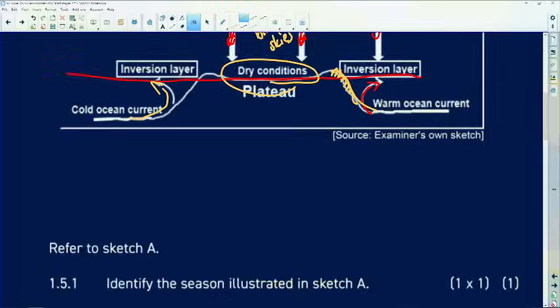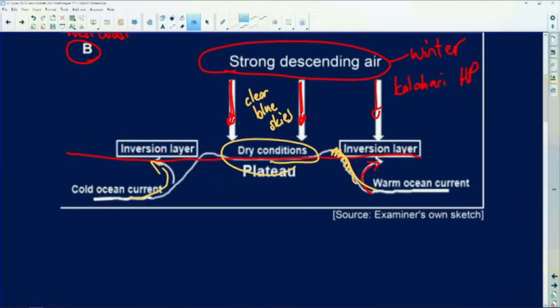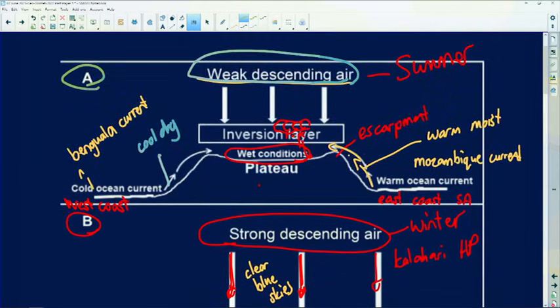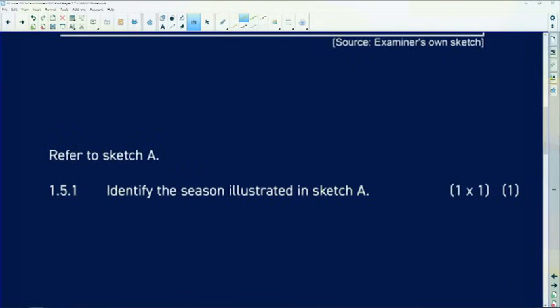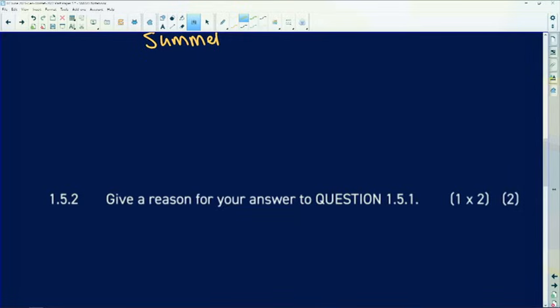Okay, now let's just quickly have a look at the questions being asked regarding these two diagrams. Identify the season illustrated in sketch A. Like I've mentioned, with all the information given to us, the correct answer will be summer. Now if we look at our next question, give a reason for your answer to question 1.5.1. The simple reason why is, as we saw, it's weak descending air. And we can see the inversion is above the escarpment.